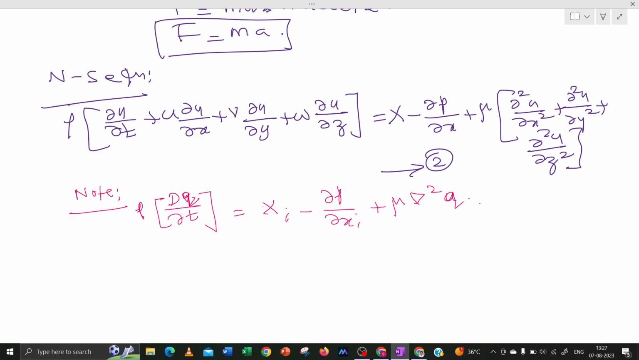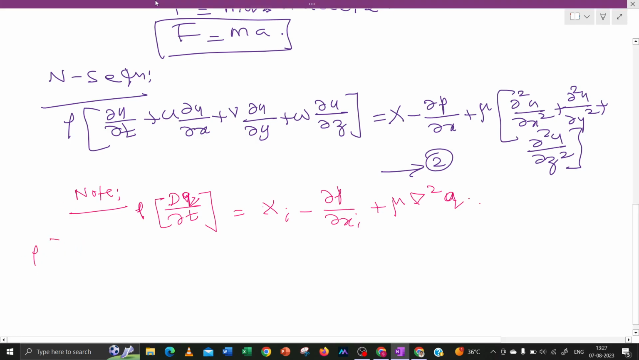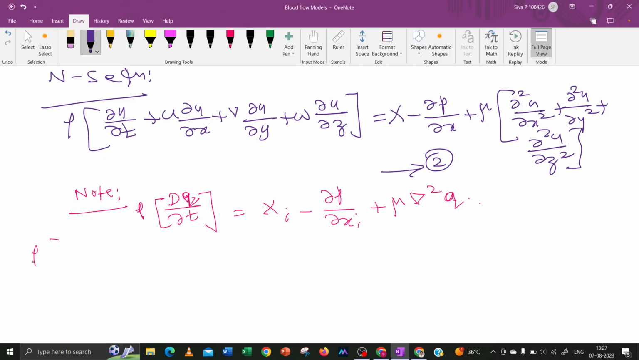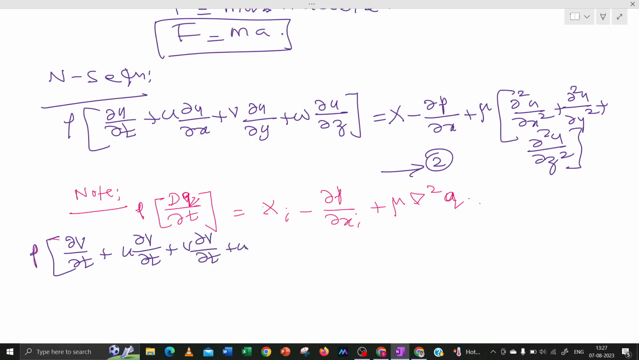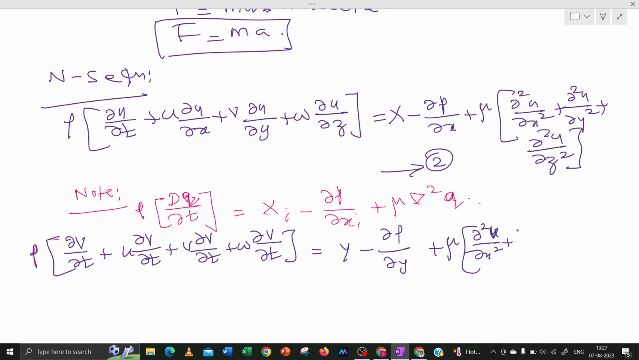Okay. Then if you are expanding this Navier-Stokes equation for the other directions, v and w, we will get rho, I can change the pen color, yeah, rho dou v by dou t plus u dou v by dou x plus v dou v by dou y plus w dou v by dou z equal to Y minus dou p by dou y plus mu into dou square v by dou x square plus dou square v by dou y square plus dou square v by dou z square. This is equation number 3.